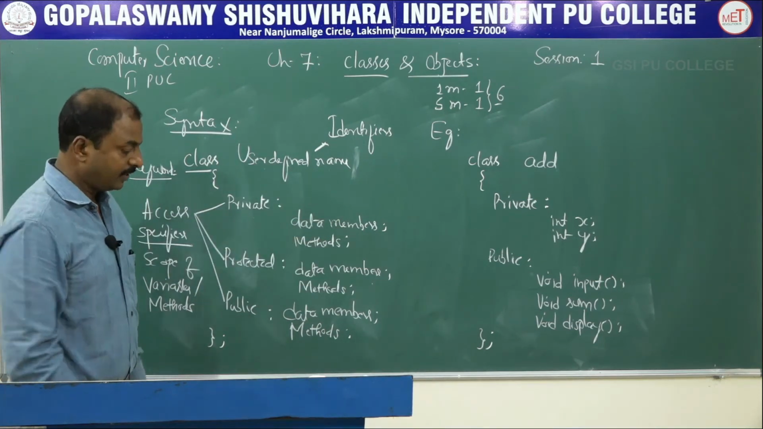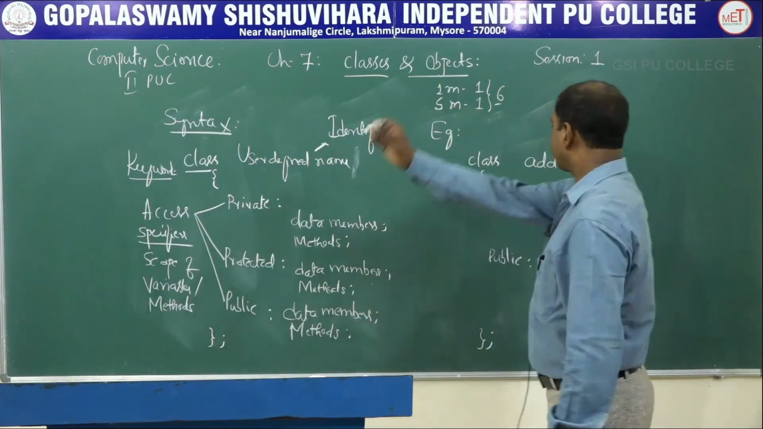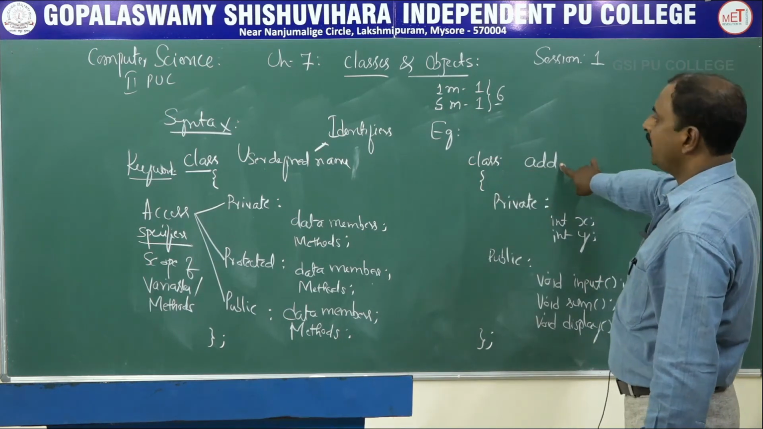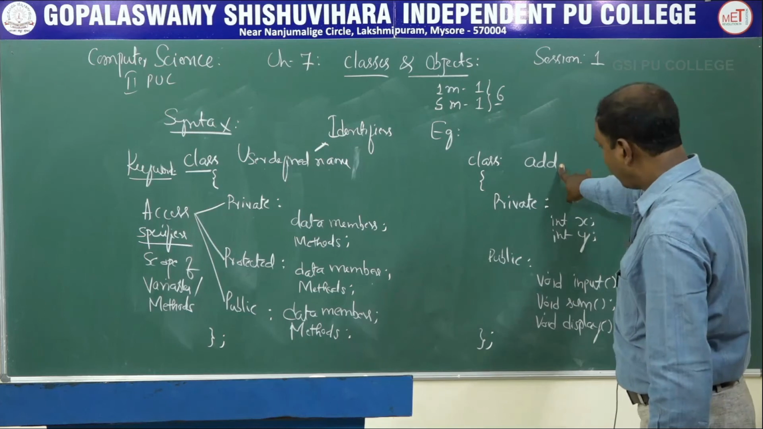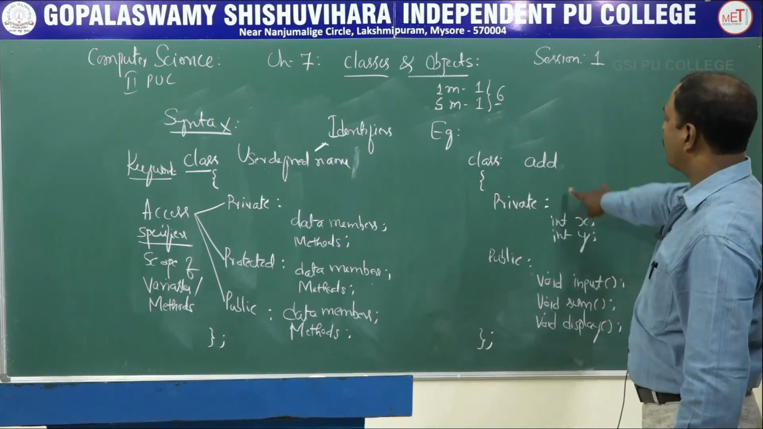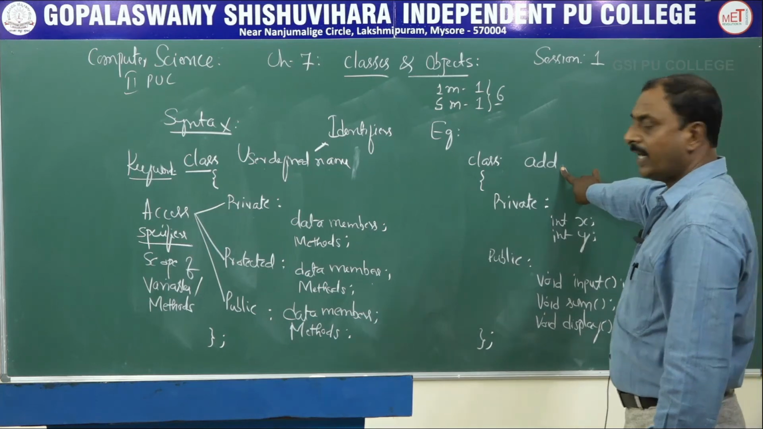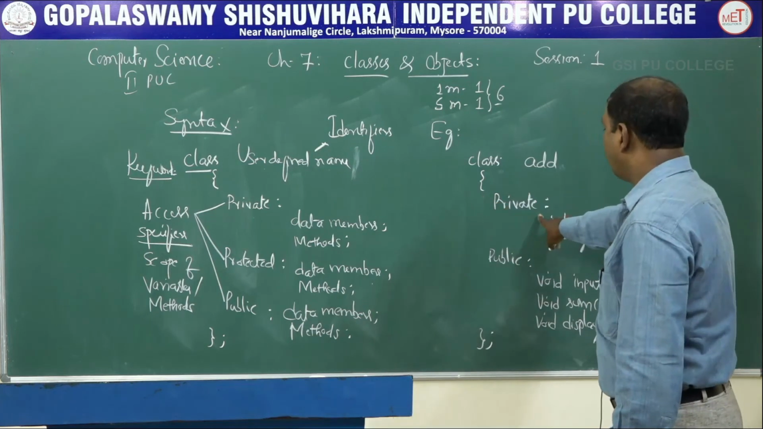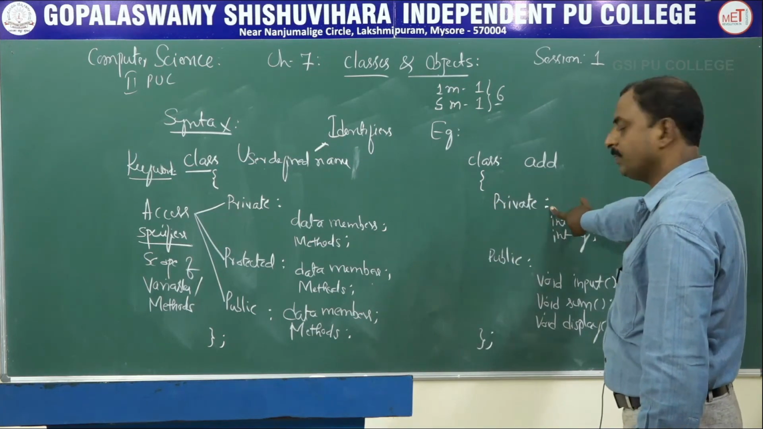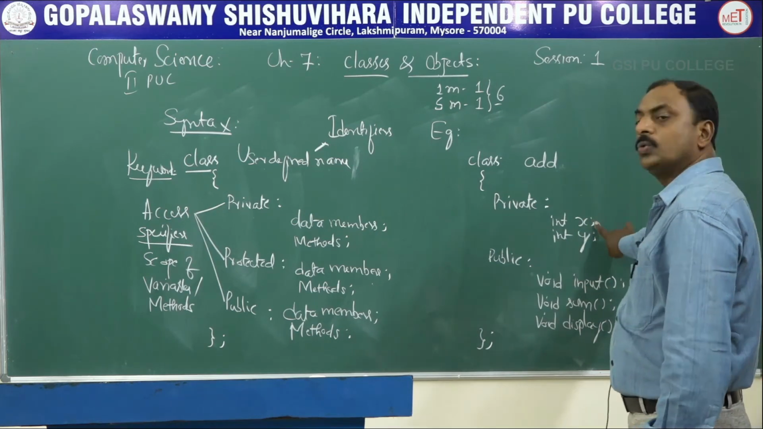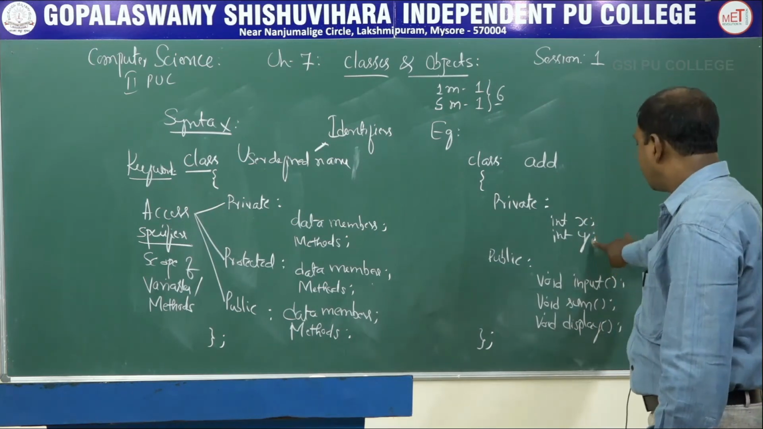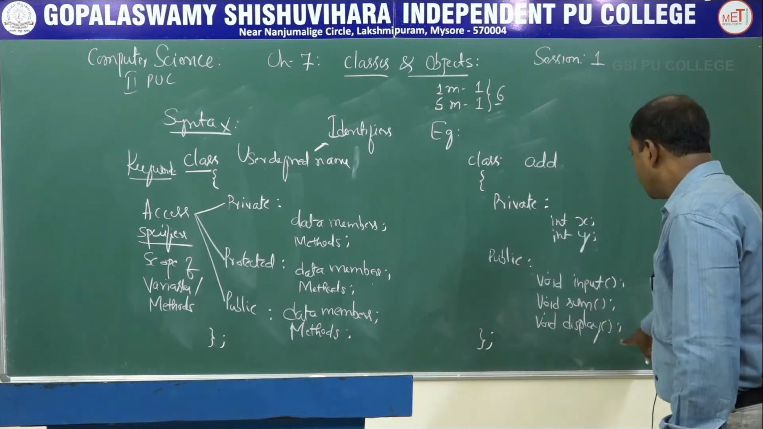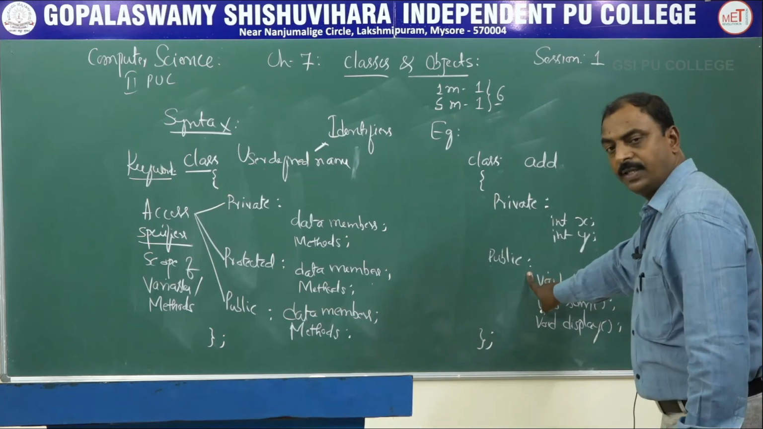Look at the syntax here. In this example, class is a keyword. This is addition, because I am going to add these two numbers, so I have given the name add here. So add is the name of a class. Next, open the flower bracket, private access specifier, and here the colon is important, and here I am going to use two variables. I want to add two numbers here, x and y.